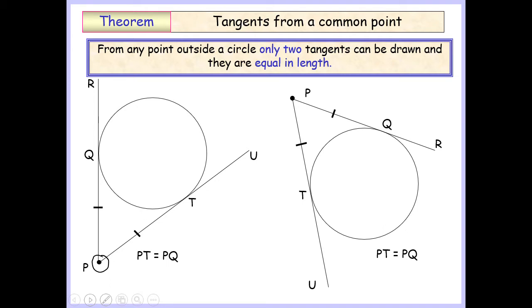Okay, and the reason for this one: raaklyne vanuit dieselfde punt, it will be on that list, or tangents from the same point. So if you are applying that theorem and you are saying that PQ is the same length as PT, then your reason will be tangents from the same point, raaklyne vanuit dieselfde punt.